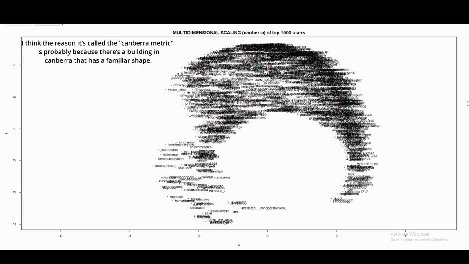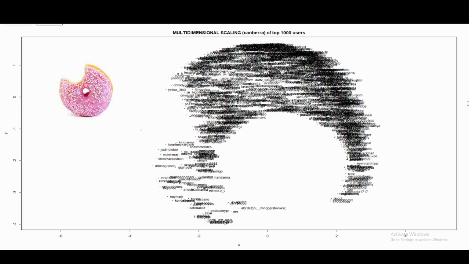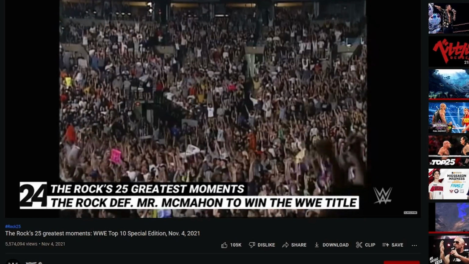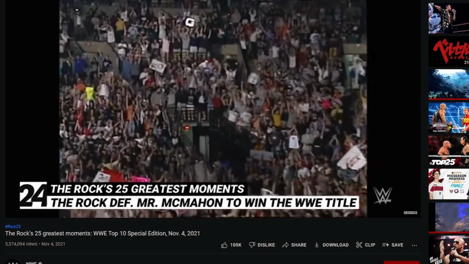As you can see, the result is quite interesting, and I think it kind of looks like a donut with a bite taken out of it. Looking closer at the bite, I noticed that on one side we have music artists like Justin Bieber, who cater towards a female audience. And on the other side, I noticed The Rock, who probably has a male audience. So I think that this bite could probably be a sign that there's a gap between gender roles.